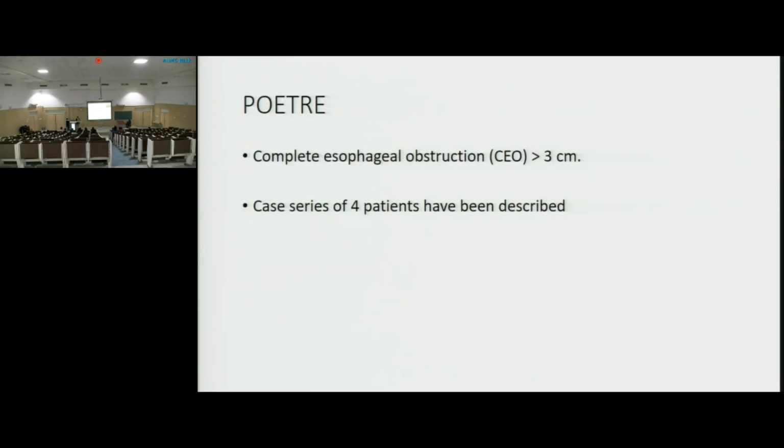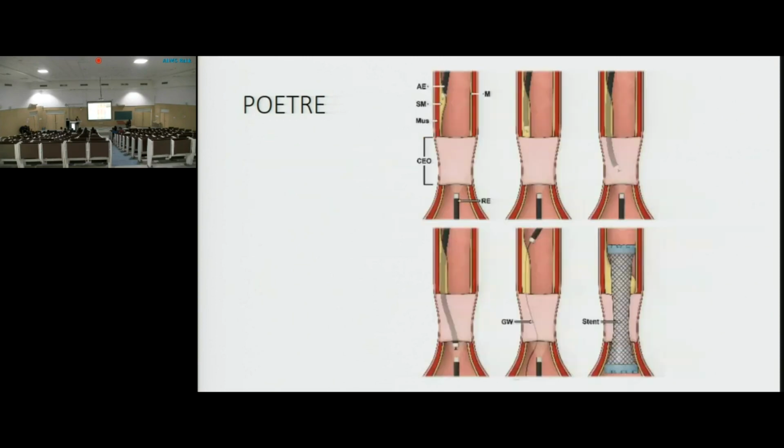Now this is another procedure called poetry. This is for complete esophageal obstruction. So here what happens, suppose there is a complete esophageal obstruction, but this has to be less than 3 centimeter for this procedure. If the esophageal obstruction is more than 3 centimeter, this procedure you cannot do. So what we do is here again, submucosal tunneling you do with the endoscope, and come inside. Then there should be another retrograde endoscope which is usually placed by gastrostomy.